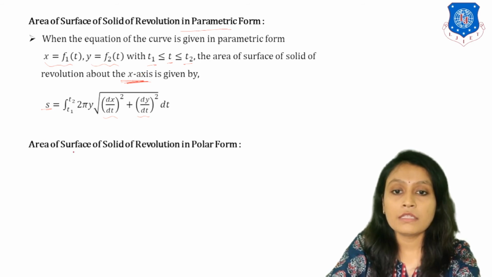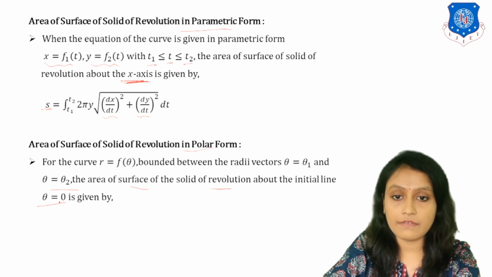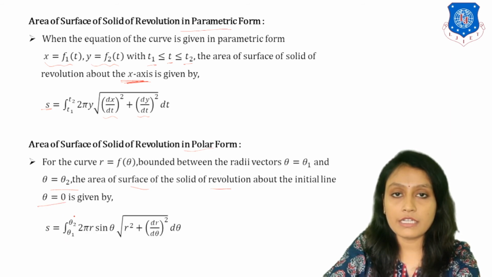Now, the area of surface of a solid of revolution in polar form. For the curve r equals f of theta bounded between the radii vectors theta equals theta 1 and theta equals theta 2, the area of a surface of solid of revolution about the initial line is given by S equals integration theta 1 to theta 2 2 pi r sin theta under root r square plus (dr by d theta) whole square d theta. So whenever the question is given in polar form, we have to use this formula when we are rotating about the initial line.